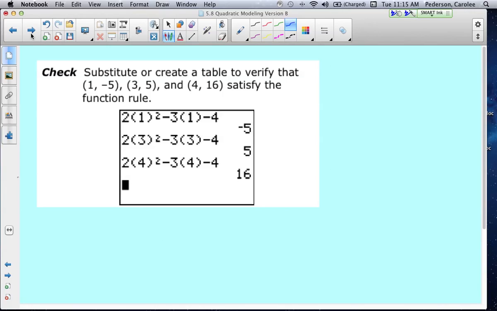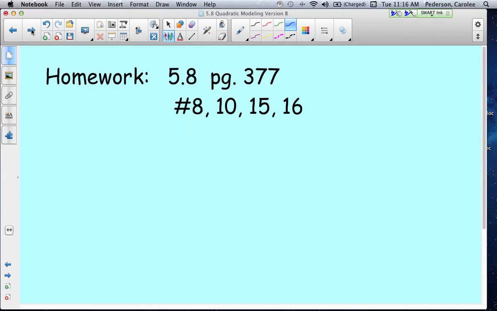If you wanted to do this last step, you don't have to, if you wanted to check to see if those 3 ordered pairs, these were your 3 original ordered pairs, you would substitute them into the system, and all of them would be true. I'm not asking that you do that, unless you wanted to. So there is your assignment for 5.8.